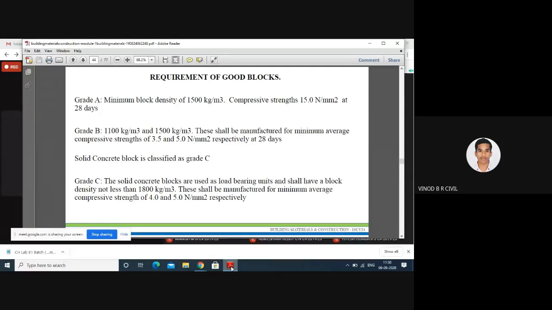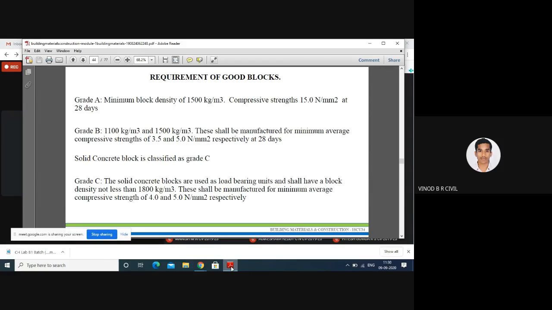At the same time, go to grade B, that density is restricted to 1100 to 1500 kg per meter cube and shall be manufactured for the minimum average compression strength of 3.5 to 5 Newton per mm square, respectively, at 28 days curing time. Here the compression strength and density we can expect to be less because again they are using a different proportion, but the grades are different, proportion is also different.